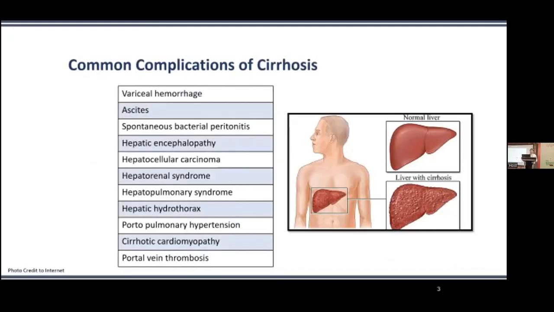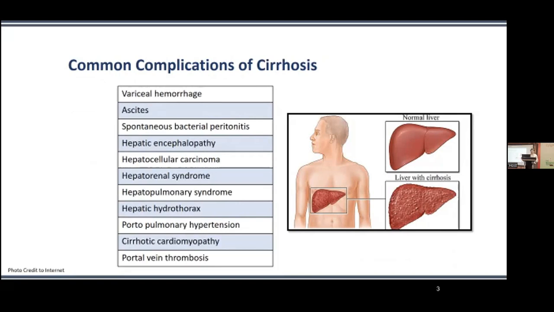This table represents the complications of liver cirrhosis. Here, we can see so many complications. Because of time limitations, it's impossible to make a detailed discussion, so I just want to highlight some of these complications.